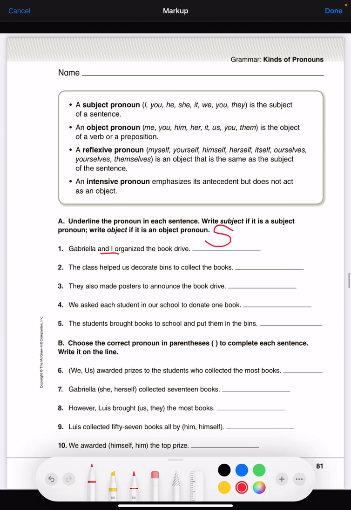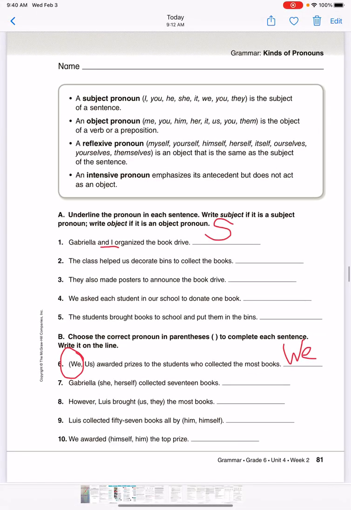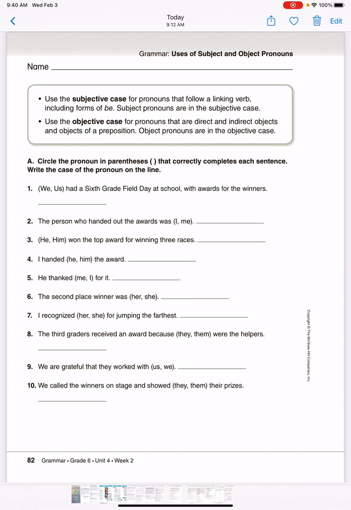The second part, it says choose the correct pronoun in parentheses to complete each sentence. Well, you would see we awarded prizes. You wouldn't say us. Okay? So you would say we. And you would write it on the line. Okay? All right. Moving on.